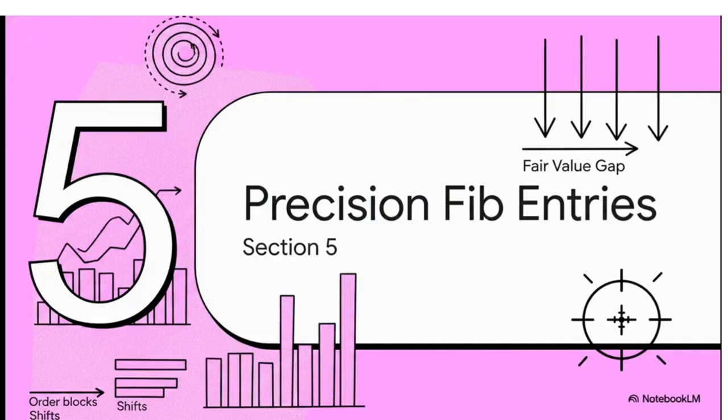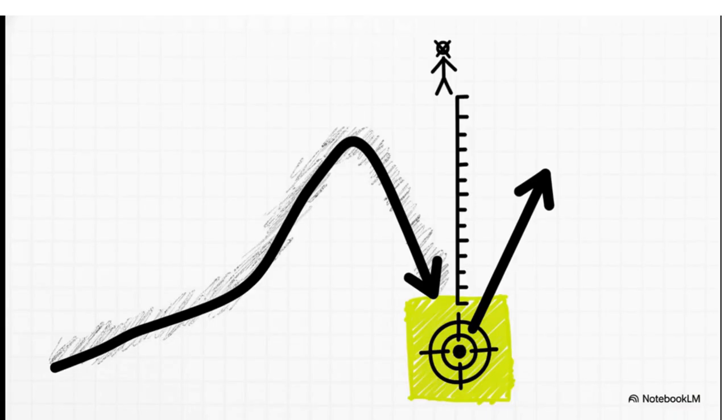Okay, Section 5, Precision Entries with Fibonacci. Once we see the structure shift, locate the order block, and spot that fair value gap, we need a precision weapon to pinpoint our exact entry trigger. Enter the Fibonacci retracement tool. But we are using it way differently than your average retail trader. Retail traders typically try to buy these shallow pullbacks at the 38.2% or 50% levels.